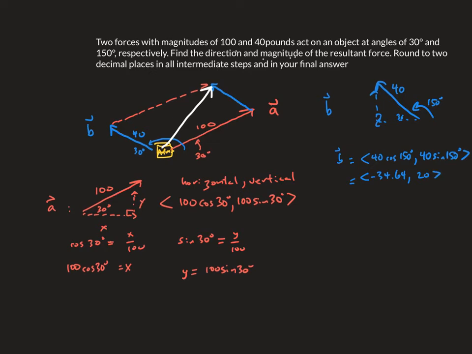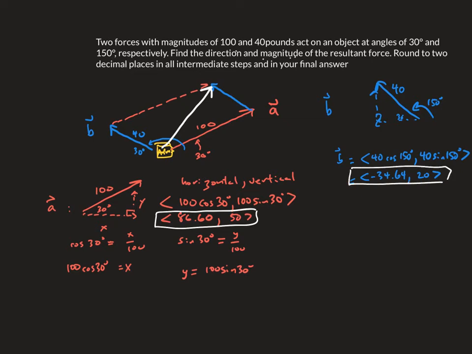If I do the same thing for vector A, 100 times the cosine of 30 gives me 86.60, and 100 times the sine of 30, sine of 30 is 1/2, so that gives me 50. So I've got vector A and I've got vector B. Okay, I'm going to highlight those two here for us. So I've got vector A broken down into component form, and I've got vector B broken down into component form.